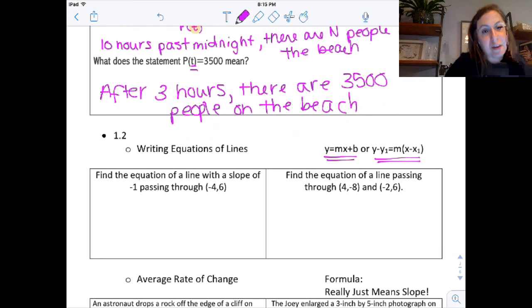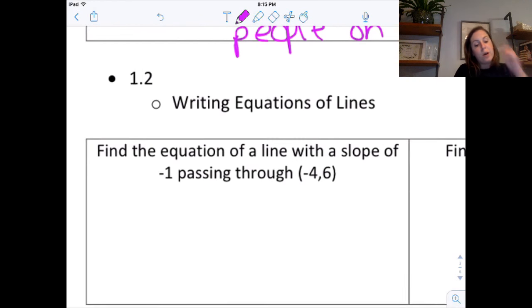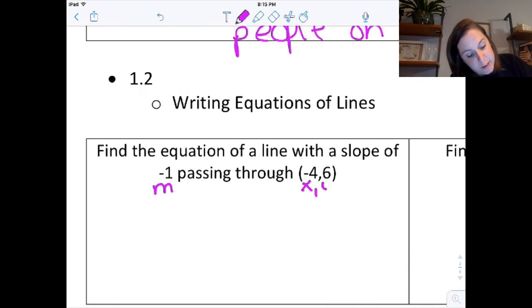So find the equation of a line with a slope of -1 passing through -4, 6. So I'm going to do this in both forms, and we'll specify which is which. So equation of a line with a slope of -1, I know that's my m. Passes through -4, 6, so this is x1, y1. There's no x2, y2, but that's okay. So I'm going to use point slope form first, which is y minus y1 equals m times x minus x1. So that's x plus 4, minus -4.